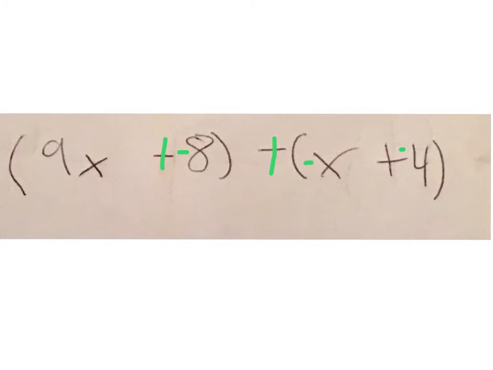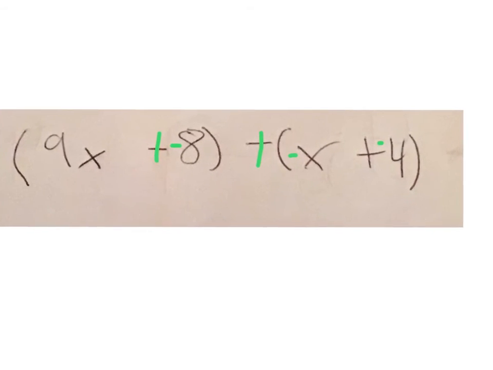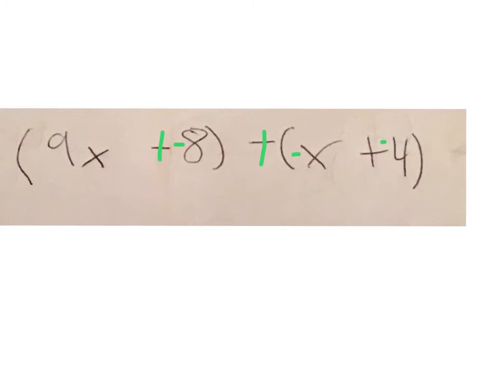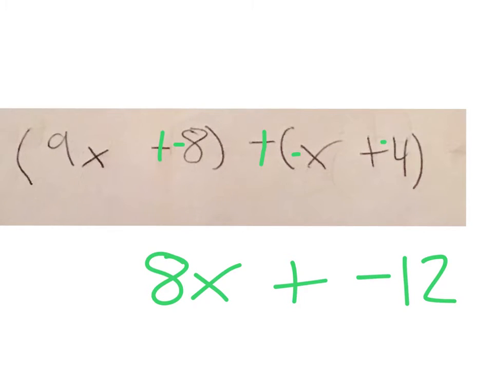So 9x plus negative x equals 8x. Then we add negative 8 plus negative 4, and that will get us negative 12. So the answer is 8x plus negative 12.